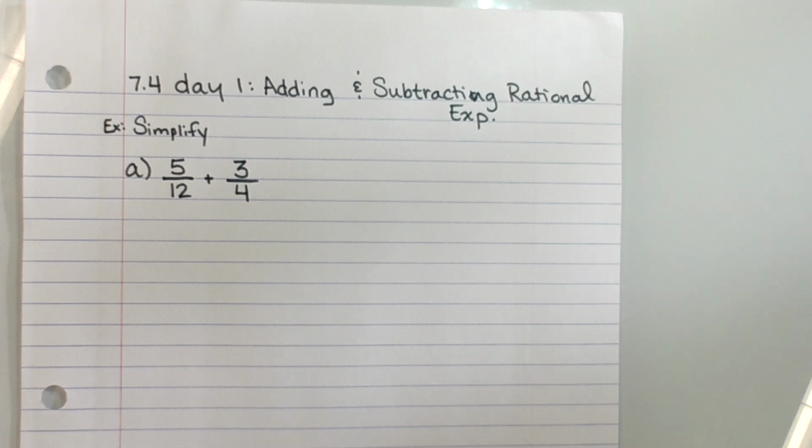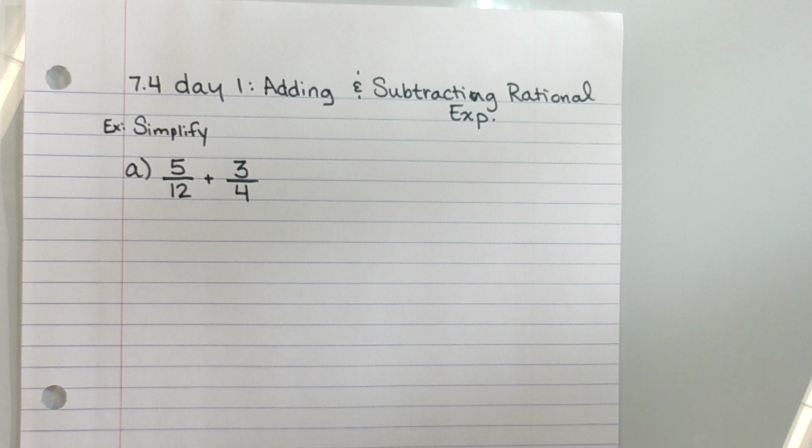5/12 plus 3/4. How do you add fractions? You need a common denominator. That is where adding and subtracting tends to have the additional challenge because people tend to forget the common denominator, or sometimes they struggle a little bit with finding it. Once you get used to it, it's not too bad.